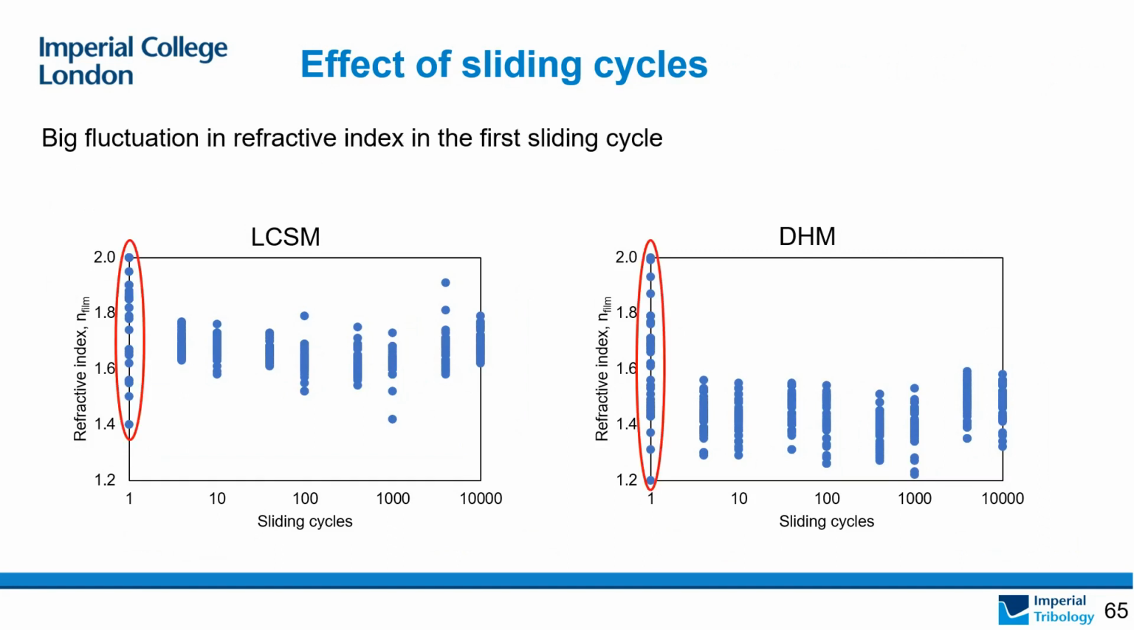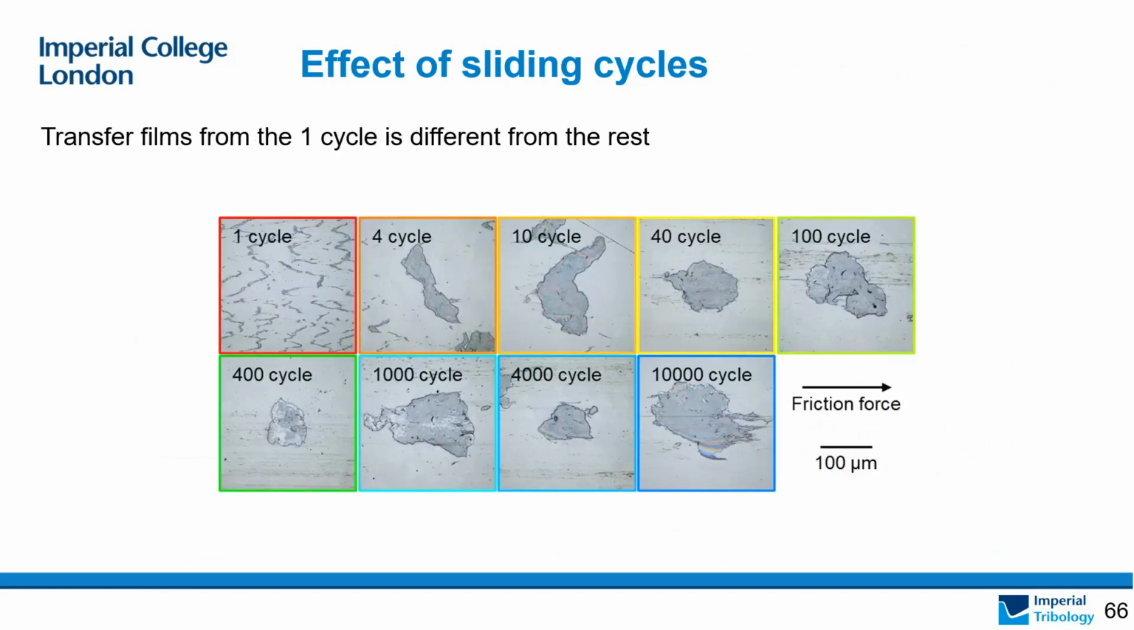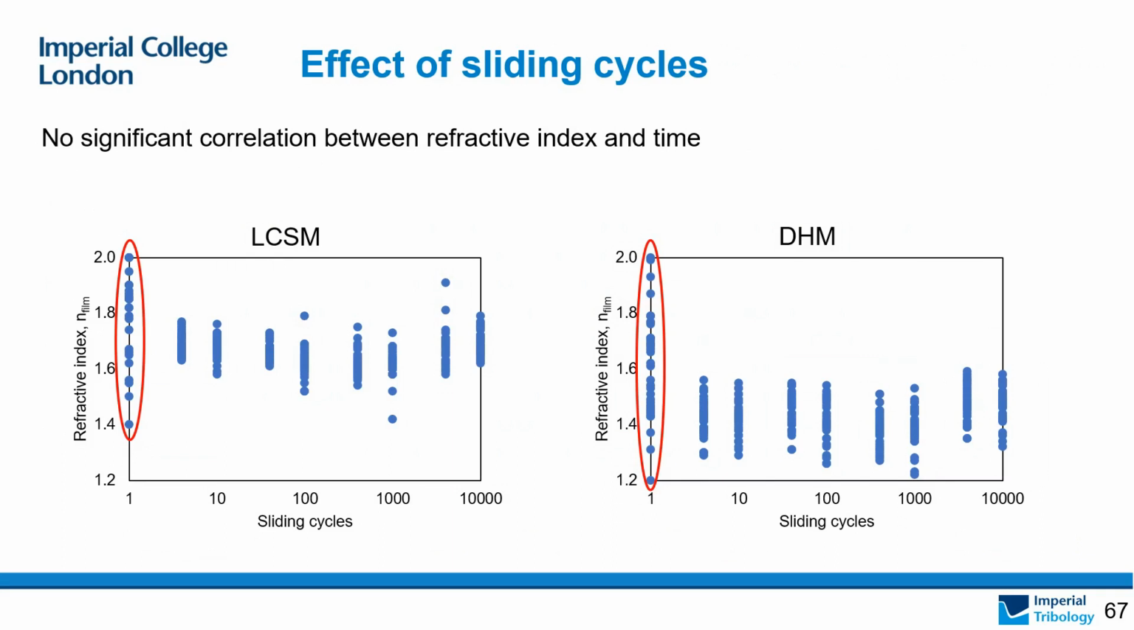And as we can see, the fluctuation of refractive index in the first cycle is much higher compared to all other cycles. And as mentioned earlier, this is simply because the films in the first cycle are so much different from the rest. But if we exclude data from the first cycle, we actually see no obvious changes in refractive index with the sliding cycle.